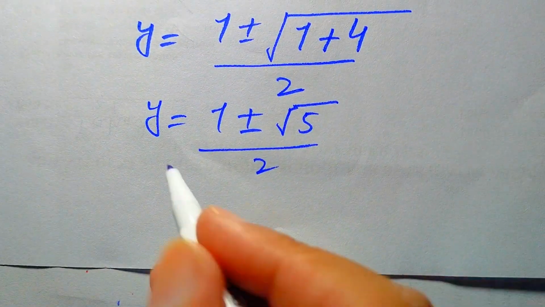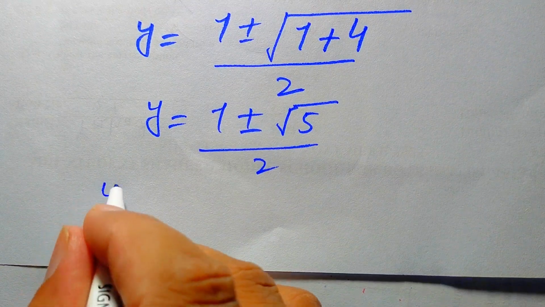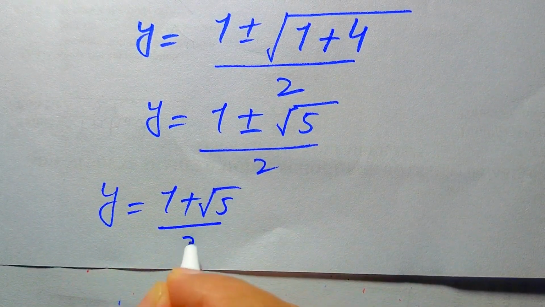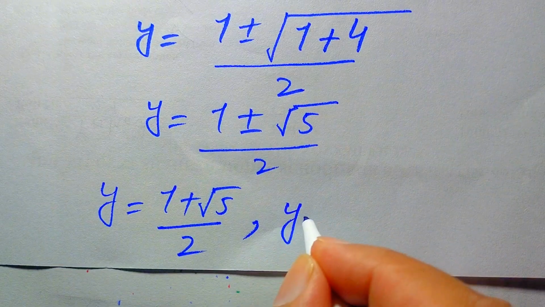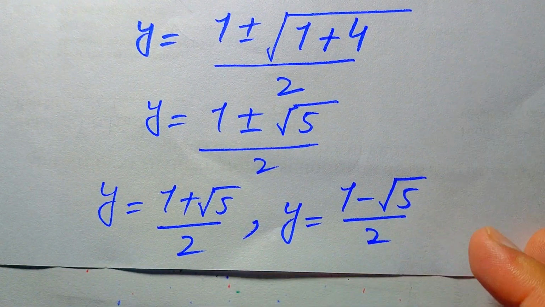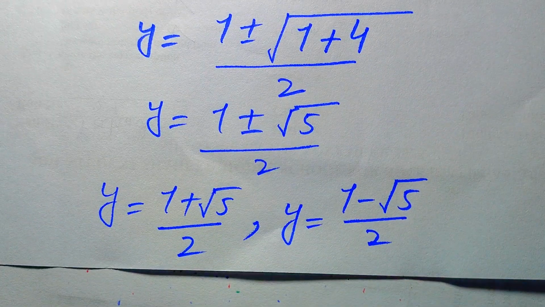So we write both of these two values separately here. y equals 1 plus square root of 5 divided by 2, this is the positive value, and y equals 1 minus square root of 5 divided by 2, this is the negative value.